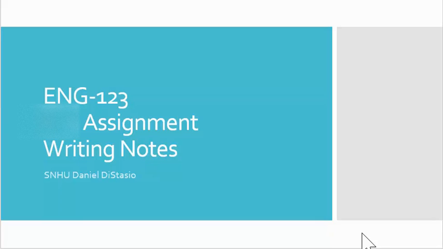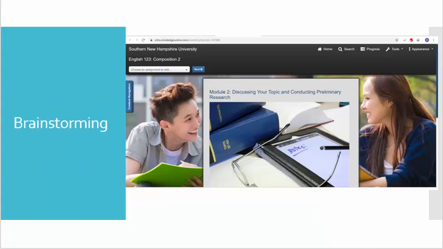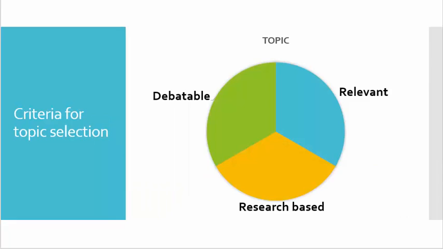This is a brief overview of assignment 2.2, writing notes. Essentially, the writing notes is a brainstorming exercise. In week 1 in your journal, you looked at 2 options for the topic for your persuasive essay. Now you will take that to the next step and begin to look at some options and how you will approach it.